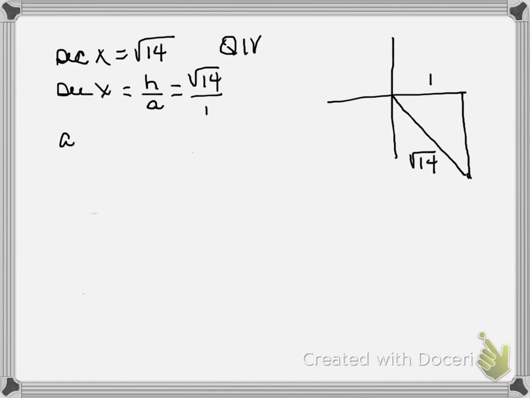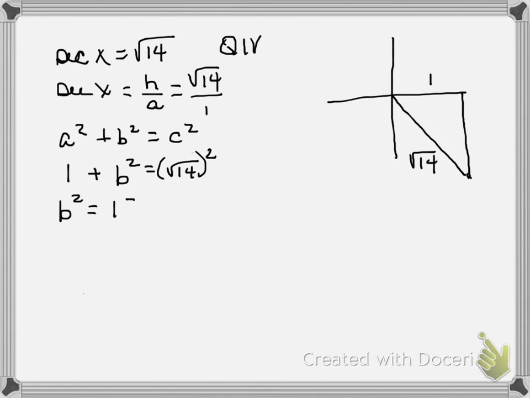So if we use a squared plus b squared equals c squared, we have 1 plus b squared equals square root of 14 squared. So b squared is 14 minus 1, which is 13. And then b would be plus or minus square root of 13. Now this is where my fourth quadrant comes in. For it to be in this quadrant, I have to use minus square root of 13. So it has to be negative. Now I'm ready to write my 6 functions based on those values.